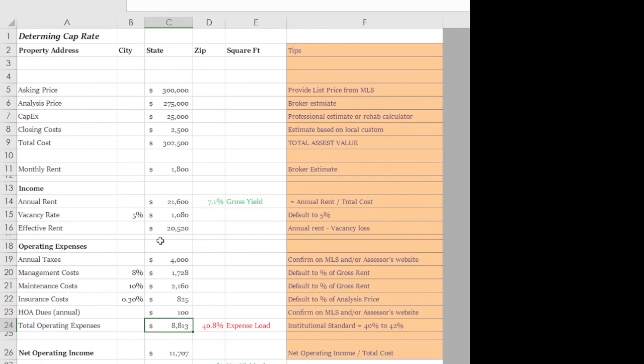So if we take our effective rent, $20,520, and subtract $8,813, that brings us to our net operating income of $11,707. Now, if we take that and divide it by our total asset value of $302,500, we will get a total cap rate of 3.9%. Remember, everybody's cap rate goal is a little bit different. I've seen as low as 3.5, as high as 6.